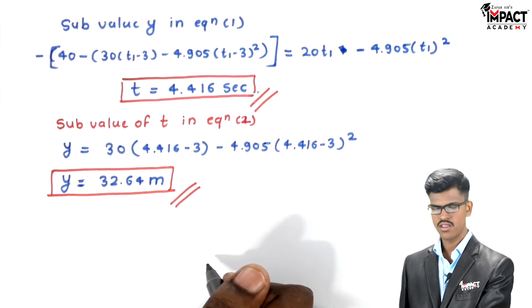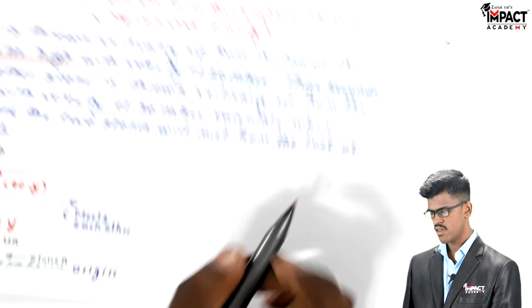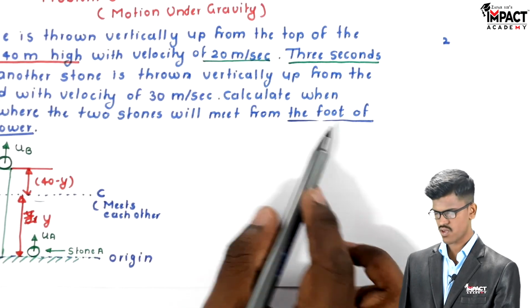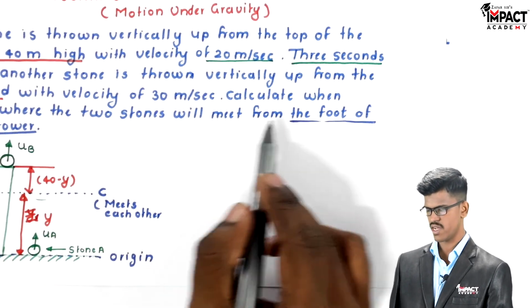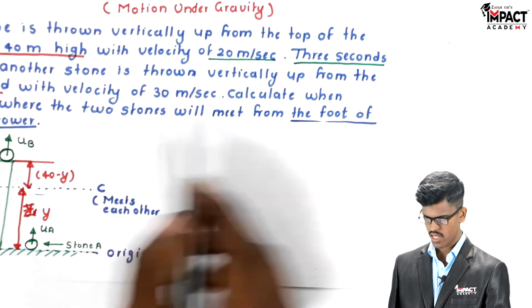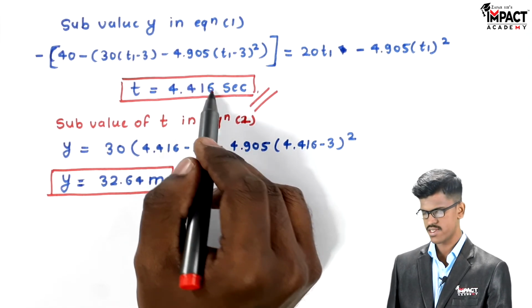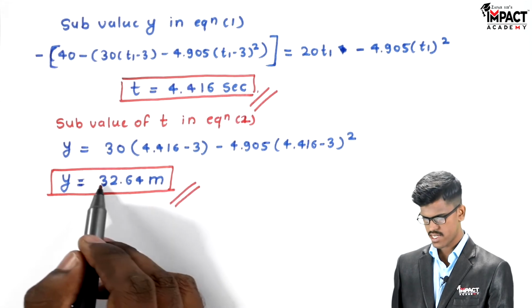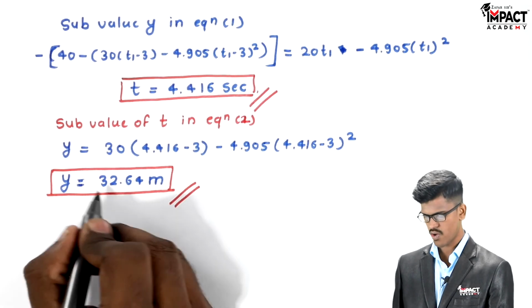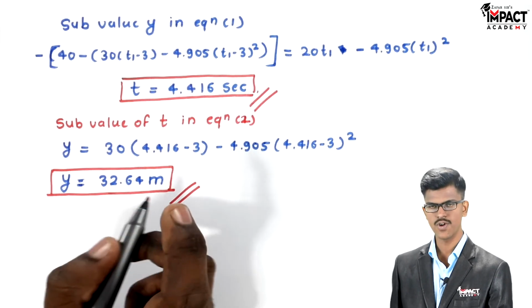So here, in the question they ask to calculate when and where the two stones will meet from the foot of the tower. Then the time is 4.416 seconds, and the distance from the foot of the tower is 32.64 meters.